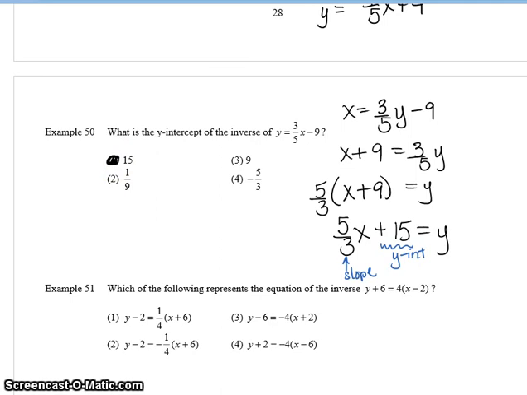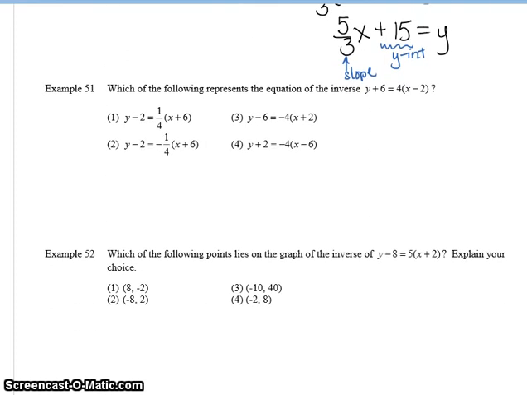Example 51. Which of the following represents the equation of the inverse? Now this one is in point-slope form, so you want to make sure you switch your x and y. So you're going to get x plus 6 equals 4 times y minus 2. And you want to get y by itself. But again, look at all your choices. All of your choices are in point-slope form. So basically, you're going to divide both sides by 4, so that goes away. So when I divide both sides by 4, I'm getting x plus 6 over 4 equals y minus 2.